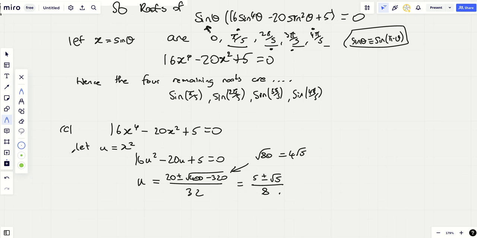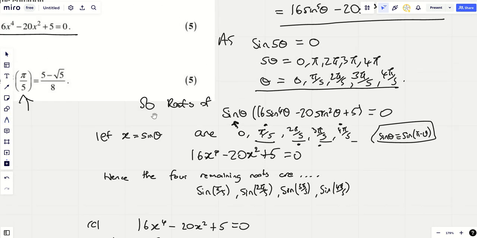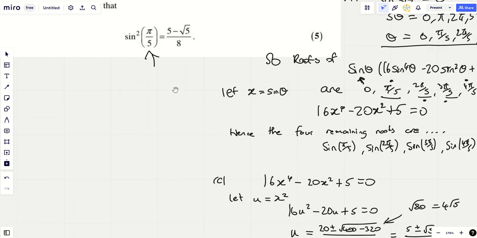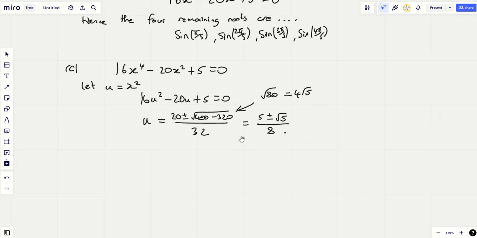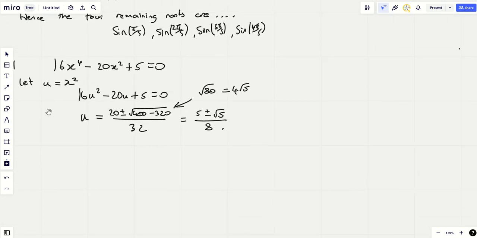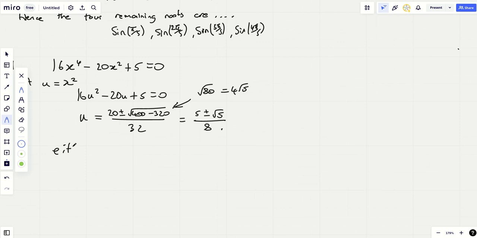Yeah, that is lovely. That is really, really nice. We're close to the answer now, because that's 5 minus root 5 over 8. Now, we've got two possibilities here. Either u equals 5 plus root 5 over 8, or u equals 5 minus root 5 over 8.